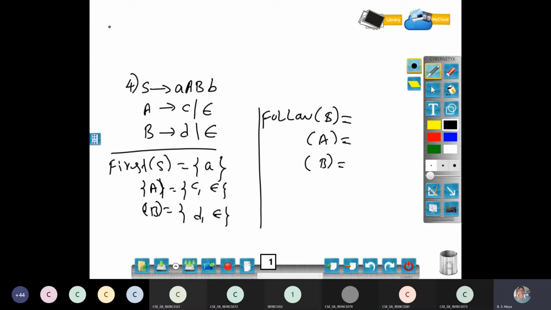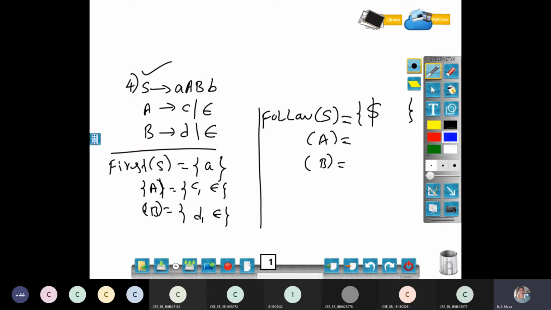What is the follow set of S? The first rule says, if it is the start production, you have to add the dollar symbol to it. Is it right? What does our first rule say? S is a start production. Then I have to add the dollar symbol to our follow set of S.